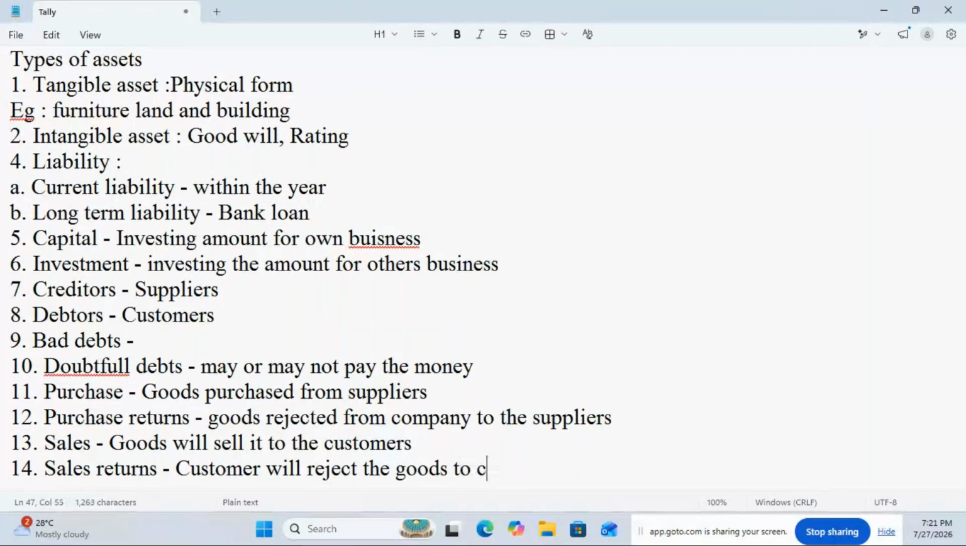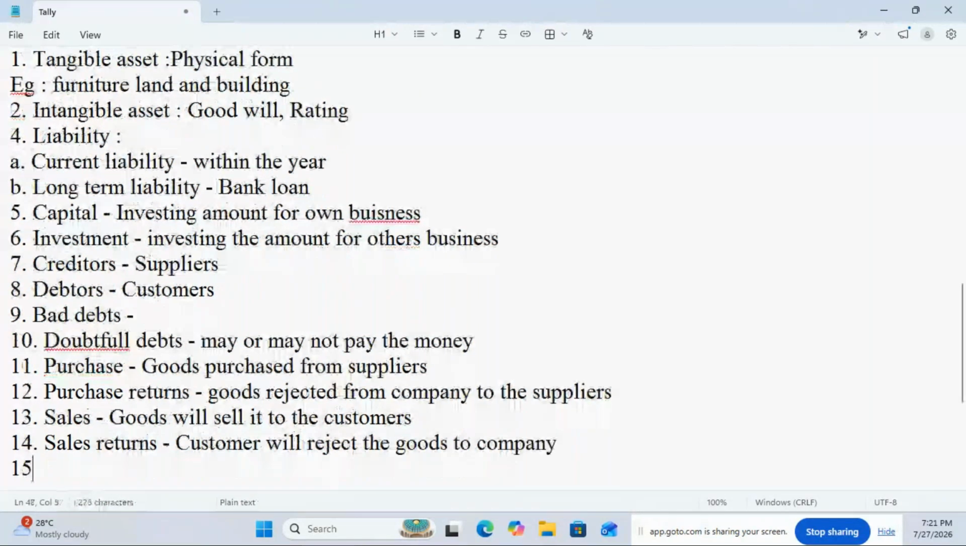Okay. The last one, folio. What is meant by folio?